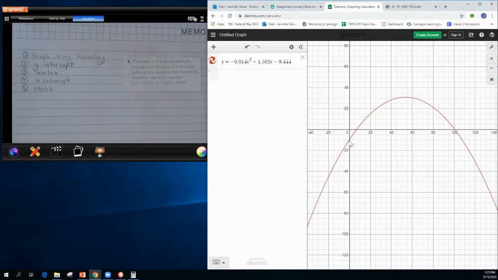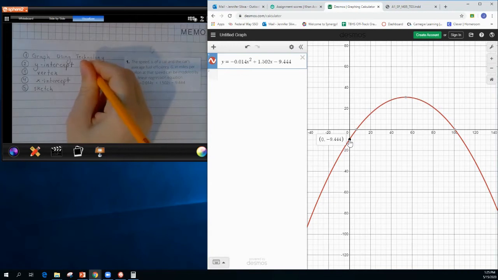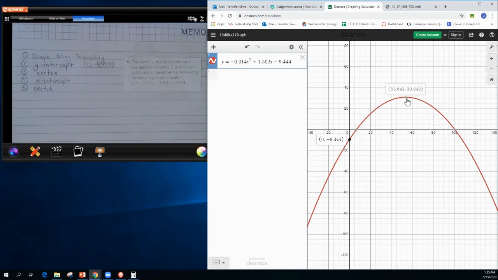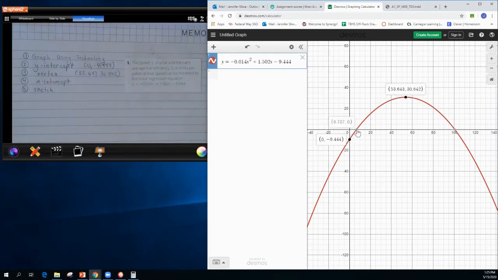Now click on where your estimate of where the y-intercept is, and you can see that the y-intercept is exactly at (0, -9.444). Do the same for the vertex, and the x-intercepts.